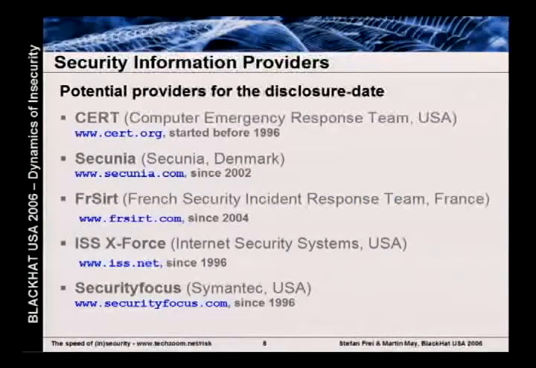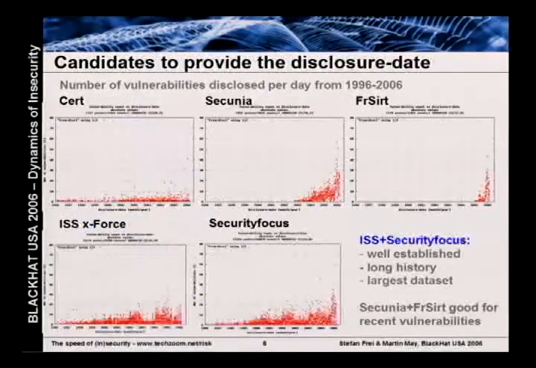So who can provide this disclosure date information? We looked at 5, we call them security information providers, like CERT, Secunia, or FR-CERT, which is the French one, the European part, or well-known ISS or Security Focus, who have a long history in providing such information. So first we analyze the data that those 5 security information providers can give to us.